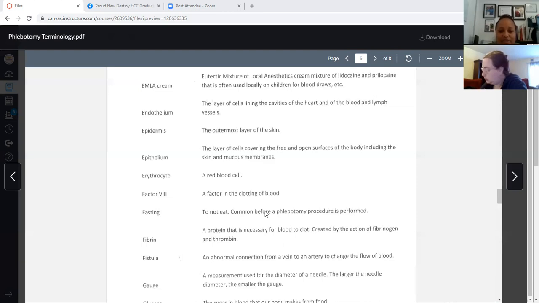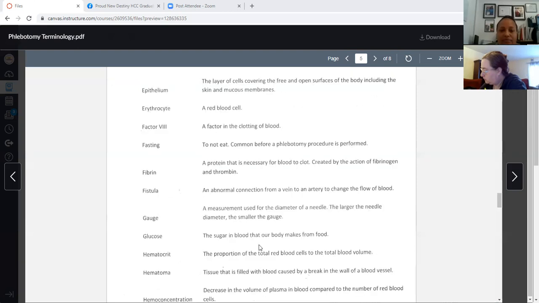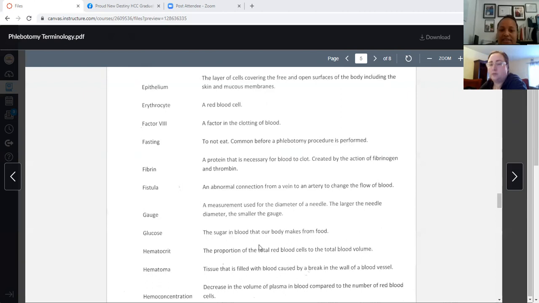Fibrin, it's a protein that is necessary for blood to clot. It's created by the action of fibrinogen and thrombin. So you don't have to highlight that one, but be familiar with it. Basically know that it's a protein that is necessary for blood to clot.